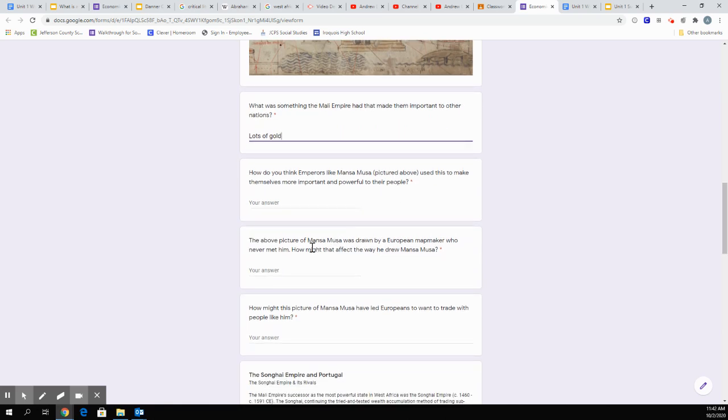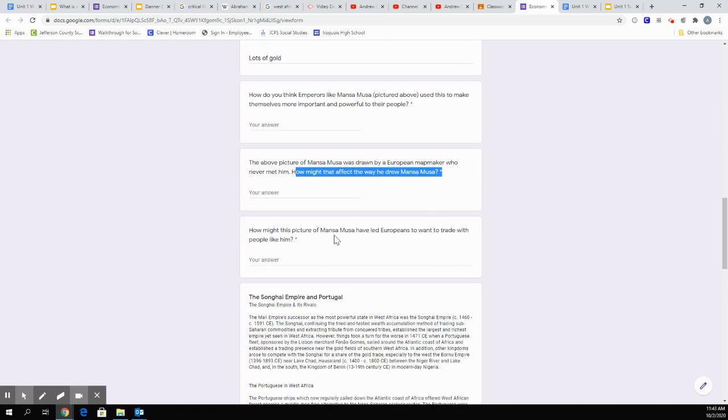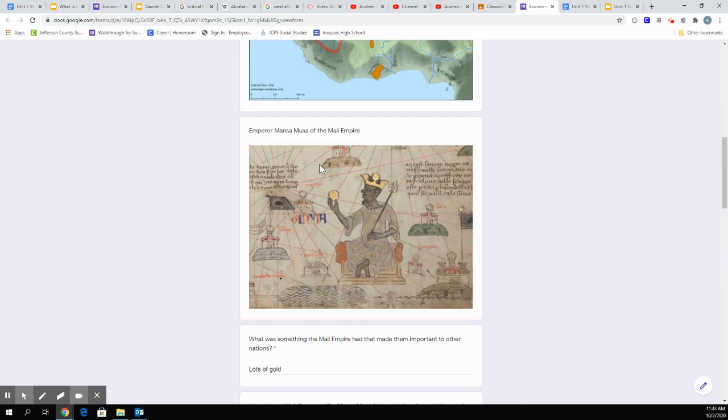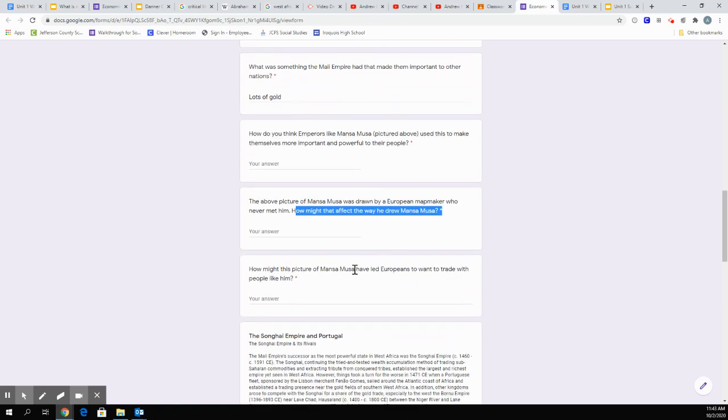I want you to think about how that might affect the way that artist, that map maker, because he was a map maker and he drew this picture on a map. How might the fact that he never met Mansa Musa affect the way he drew him? So think about that, because it's going to have a major impact versus someone who actually witnessed or saw him. And then how do you think this picture, drawn by a guy who never saw him, is going to lead Europeans to want to trade with people like him?